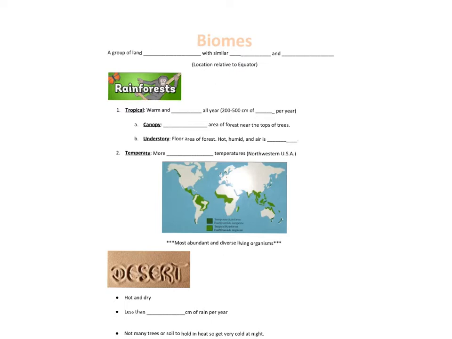Okay, so let's get started with talking about what exactly a biome is. A biome is a group of land ecosystems with similar climates and organisms. Climate talks about weather patterns and temperatures and just similar plants and animals that live in that region. And in almost every case when we talk about biomes, we're going to be looking at a map of the Earth and looking at their relationship between their rainfall and temperatures and where they're located compared to the equator.